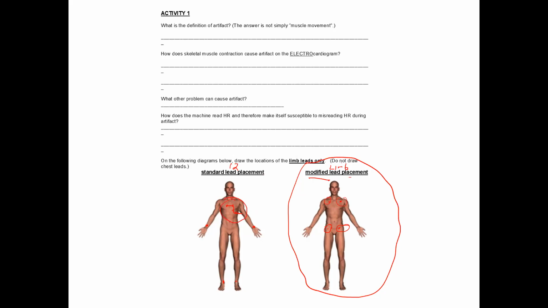So again, we would have just done the modified limb lead. Please make sure you know the difference between standard limb lead placement and modified limb lead placement. 12 leads, 10 electrodes. You don't have to know the colors for the 6 chest leads and electrodes, because it says it on them: V1, V2, V3, V4, V5, and V6. The limb leads are right arm, left arm, right leg, left leg, and memorize those colors. This is a good thing to practice, to make sure you memorize the colors.